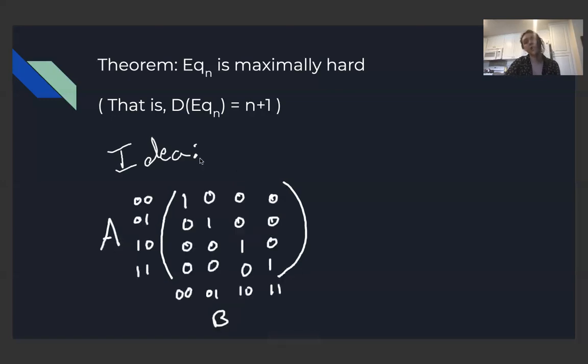So here is an example. Here's the equality function written out as this matrix. So you can see on the left, we have 2 to the n many strings that belong to Alice. And on the bottom, we have 2 to the n many strings, which are Bob's possible strings. And the equality function is just the identity function. We're zeros whenever their inputs are different, and they're ones exactly when the inputs are the same.